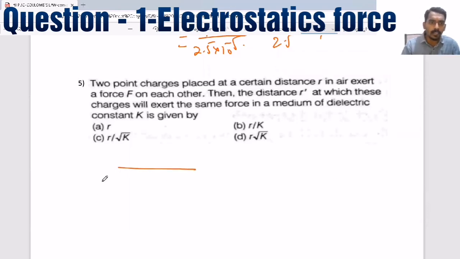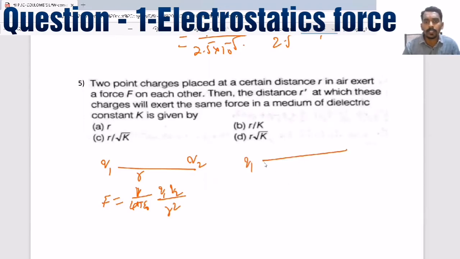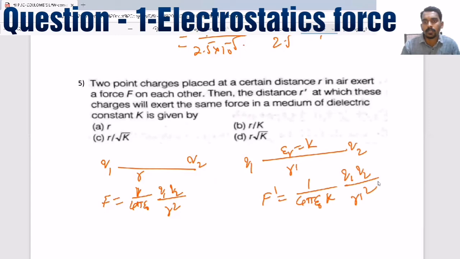Now let's take the charges as Q1 and Q2, separated by a distance r. Now the force between them is 1 by 4 pi epsilon naught Q1 Q2 by r square. Then the distance r dash at which these charges will exert the same force in a medium. Now they are placed at some other separation, let's take r dash, and in another medium whose dielectric constant, that means epsilon r, is K. Then the new force is 1 by 4 pi epsilon naught into K, epsilon r is K, into Q1 Q2 by r dash square.